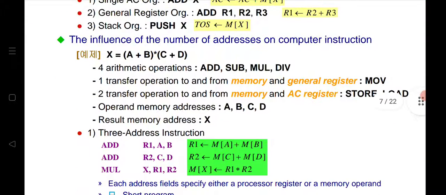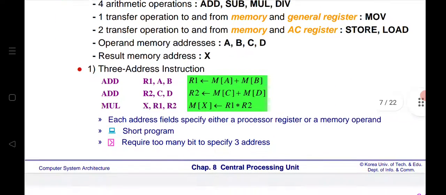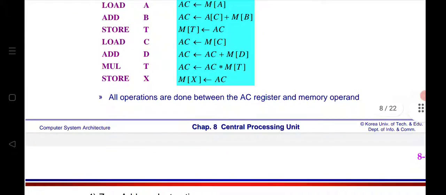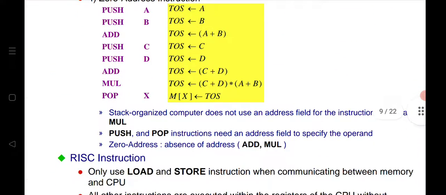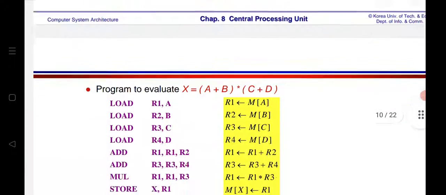We have also seen the different formats of computer instructions: 3 address instruction format, 2 address instruction format, 1 address instruction format, 0 address instruction format, and the RISC instruction format.